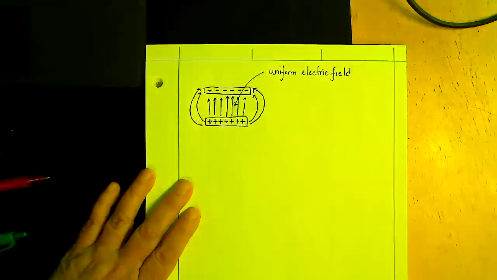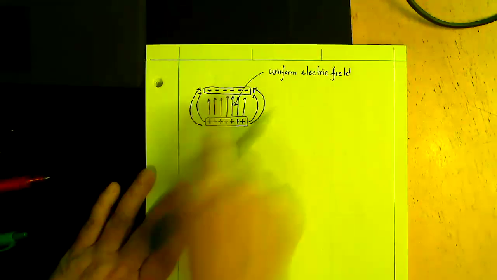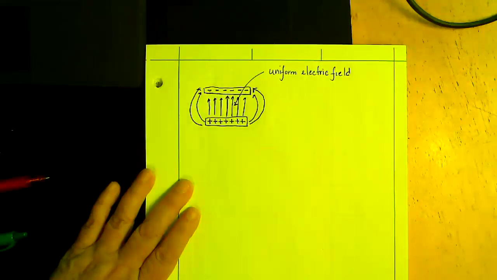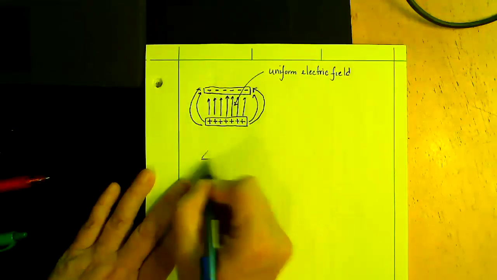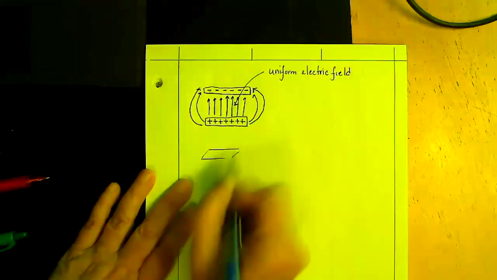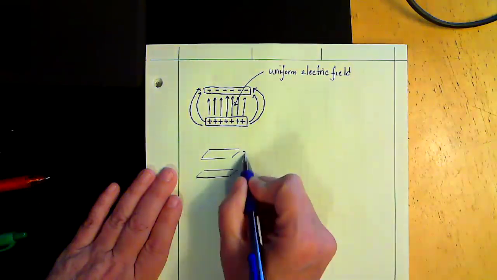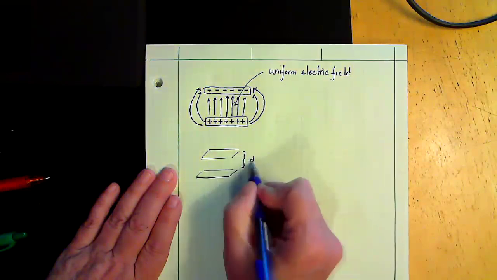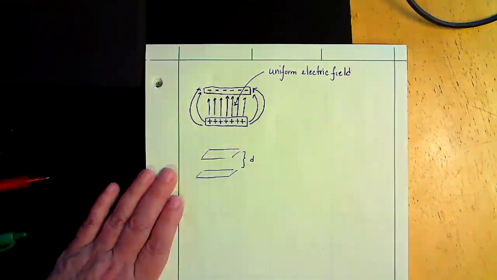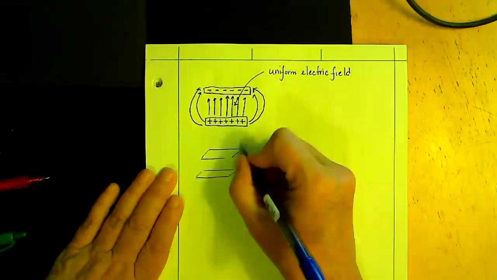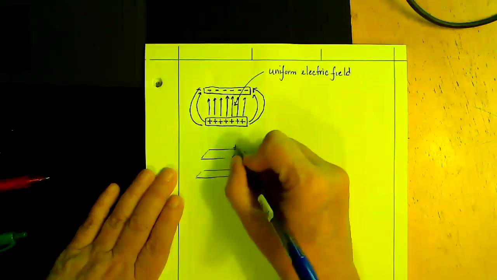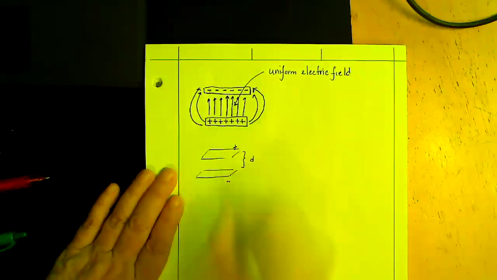I get a uniform electric field, and I can start doing something with that. And we know by experience that we can do this. So I can take a piece of aluminum foil, and I can separate it by a little distance here. Okay, I can do that. And I can attach a positive to one piece, and a negative to the other. And that's all well and good.